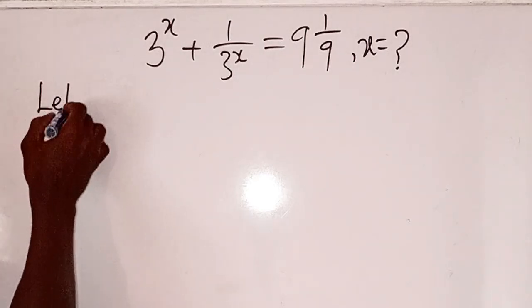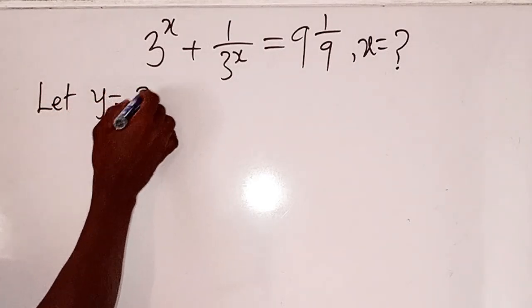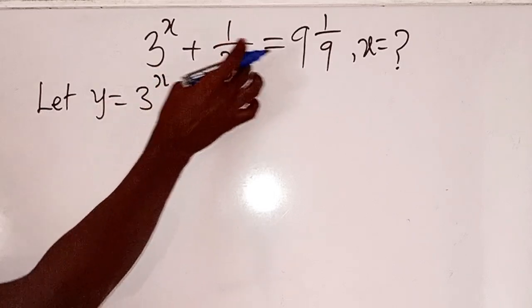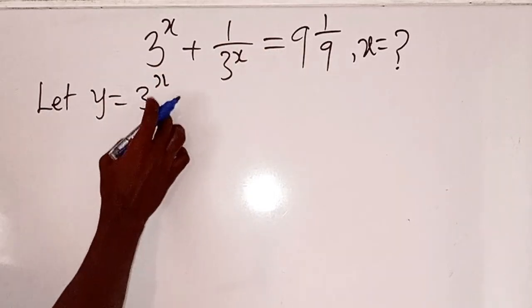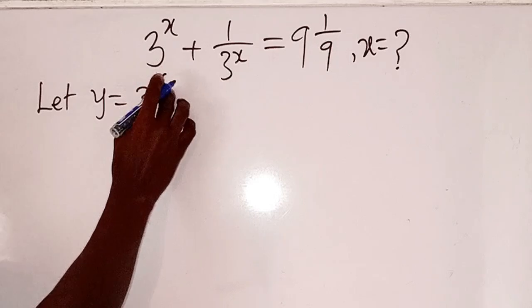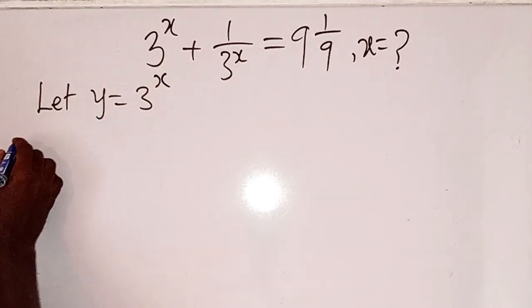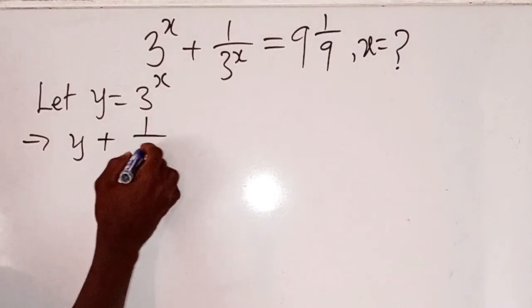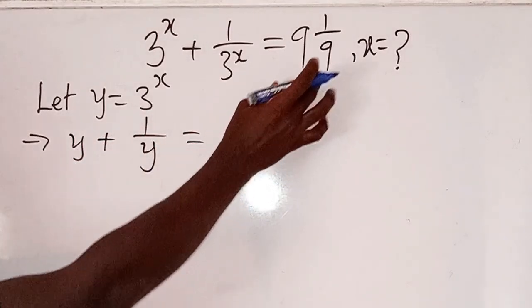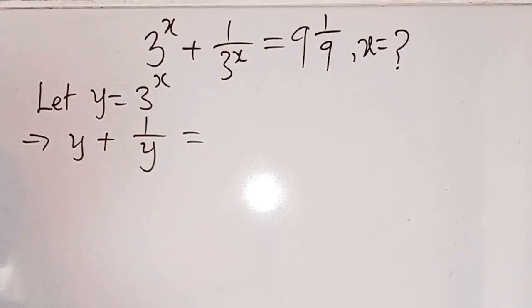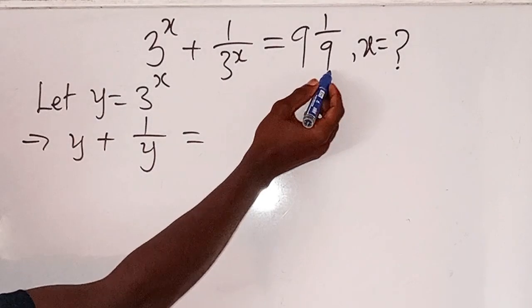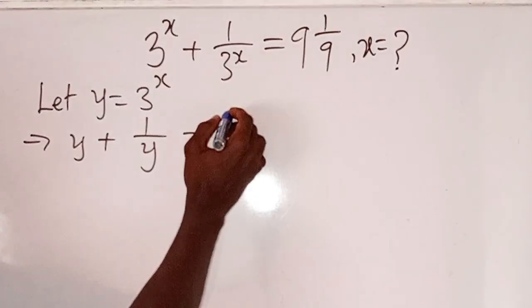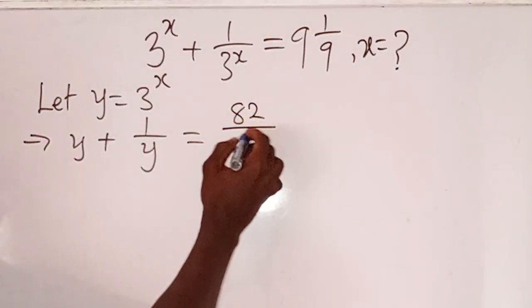First of all, let y equals 3 to the power of x. So now in this equation, anywhere we see 3 to the power of x, let's replace it by y. So here we're going to have y plus 1 over y equals. Now here, this is a mixed number. Let's try to write it as an improper fraction. So 9 times 9, 81 plus 1, that will be 82 over 9.